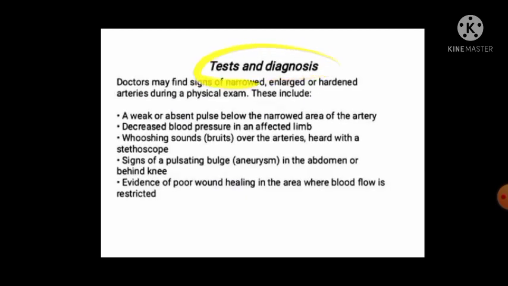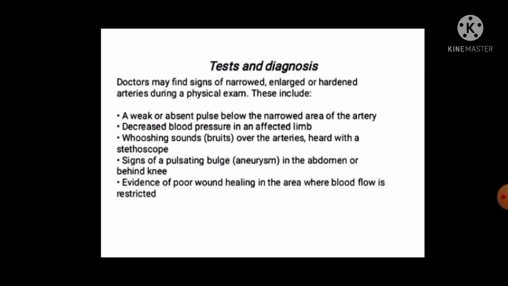Tests and diagnosis of atherosclerosis. The doctor may find signs of narrowed, enlarged, hardened arteries during the physical exam. This includes a weak or absent pulse below the narrowed area of the arteries, which is detected by the ECG, electrocardiogram. Decreased blood pressure in the affected limb. Whooshing sounds over the arteries heard with a stethoscope.